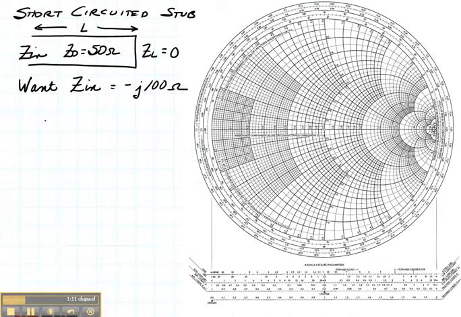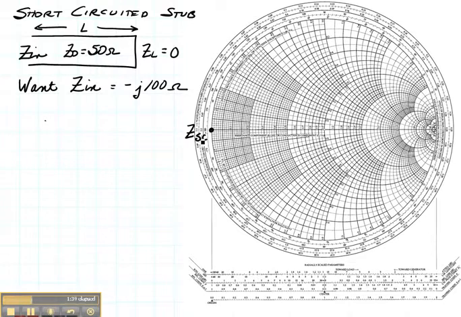Let's suppose we had a short-circuited stub. That's just a short-circuited length of line which has an impedance of 0 at the end. So let's plot our load impedance. That's where the real part is 0 and the imaginary part is also 0. Right here is the location of our load, and that's the location of a short circuit.